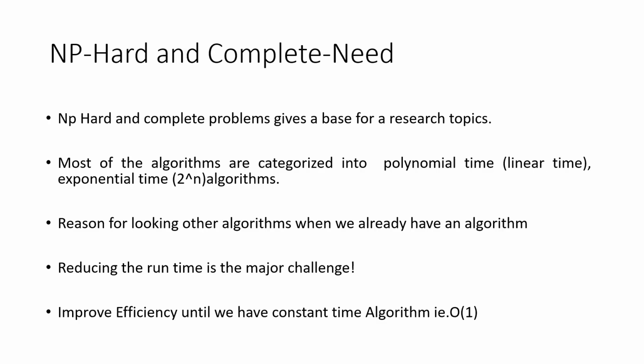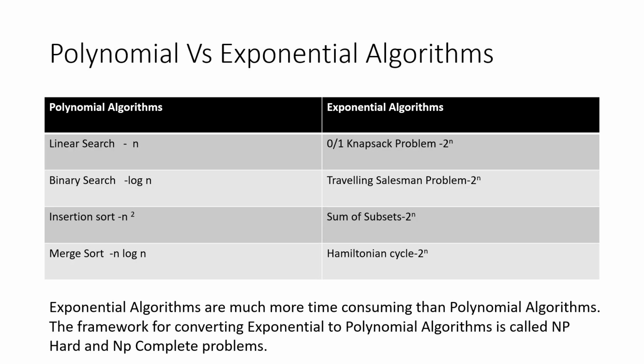And our ultimate aim is to develop a constant time algorithm, which is so quick and the most efficient algorithm, an ideal case. From the previous case, we got to know there are two categories of algorithms: polynomial and exponential algorithms. If you refresh your previous units, we'll get to know what comes under polynomial algorithms and what comes under exponential algorithms.